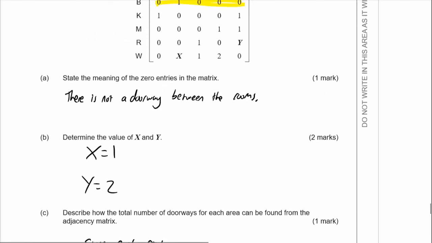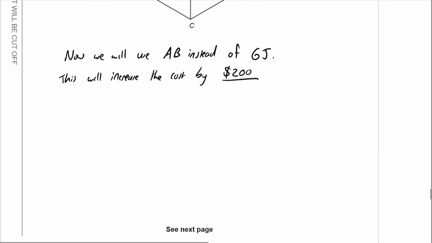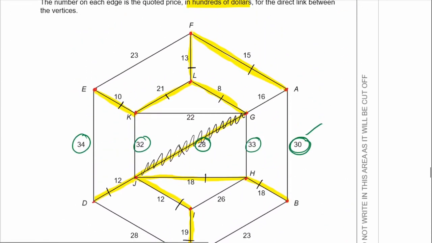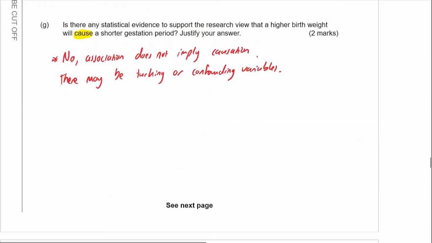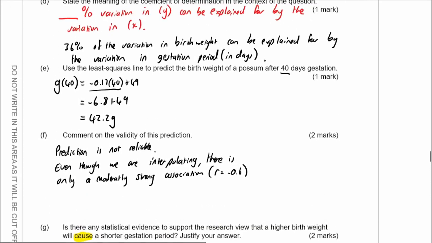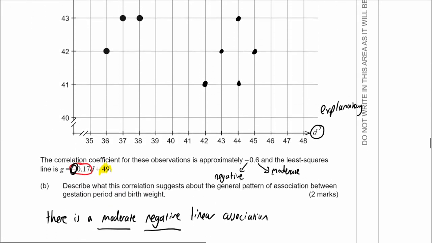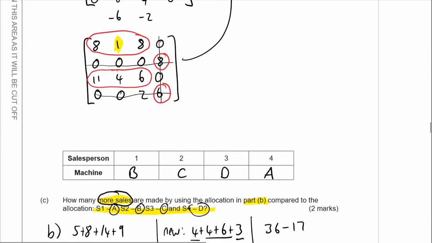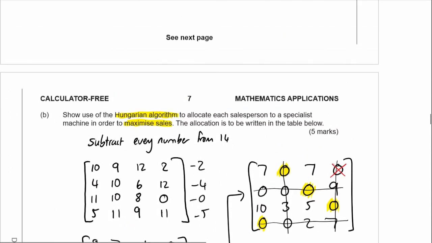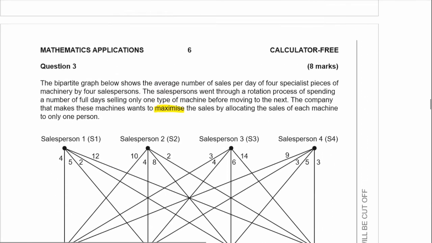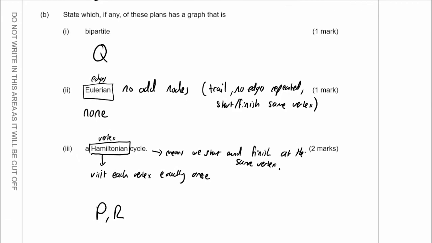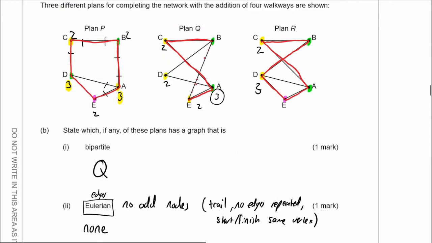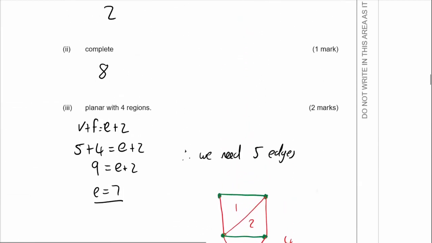Alright, so that's the end of the calc free section. It wasn't too bad. Most of it's relatively straightforward. A lot of it's routine stuff. Obviously adding up numbers can be challenging at times. Lots of standard responses in your bivariate, so there's not too much problem solving there. Using the Hungarian algorithm, that's just a process you need to follow, so nothing too tricky there. These are just testing definitions of bipartite, Eulerian, Hamiltonian. Nothing very tricky there either, just definitions.